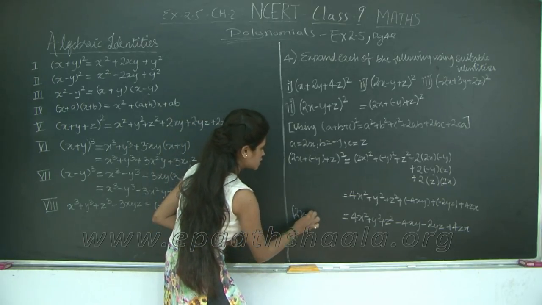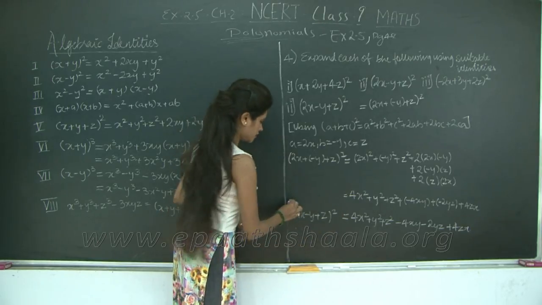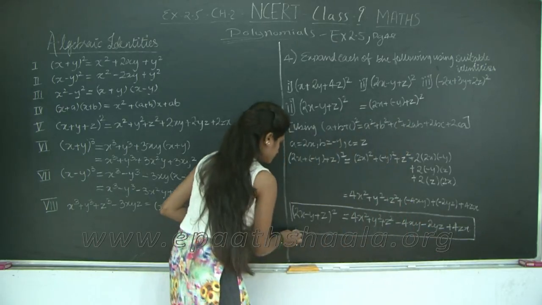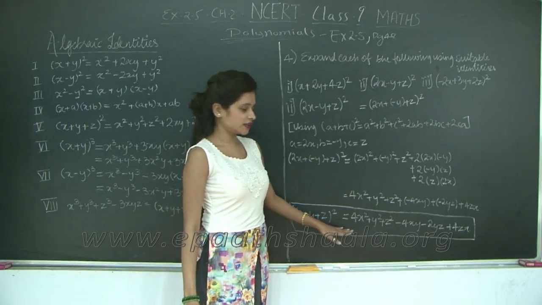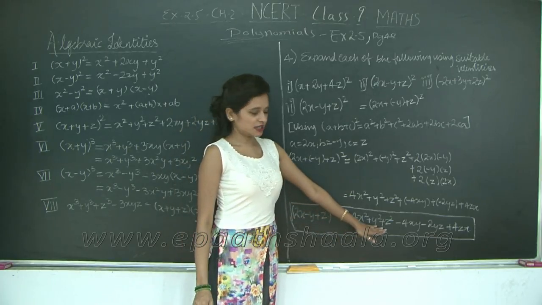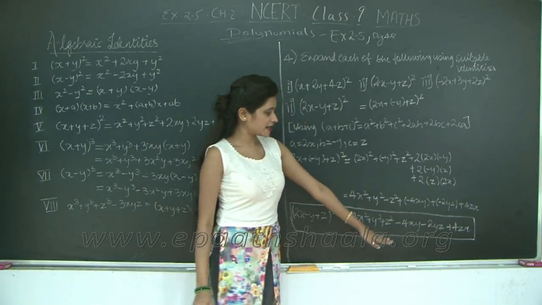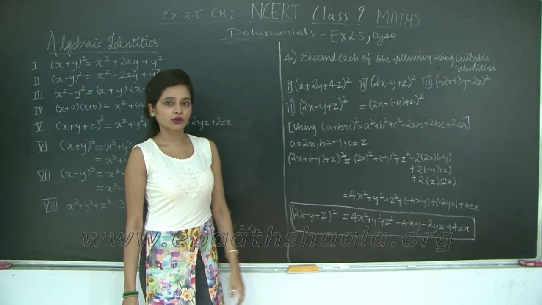2x minus y plus z the whole square, right? Box up your answer. So my answer is 2x minus y plus z the whole square is equal to 4x square plus y square plus z square minus 4xy minus 2yz plus 4zx. Agreed? Let's go ahead with the third question.